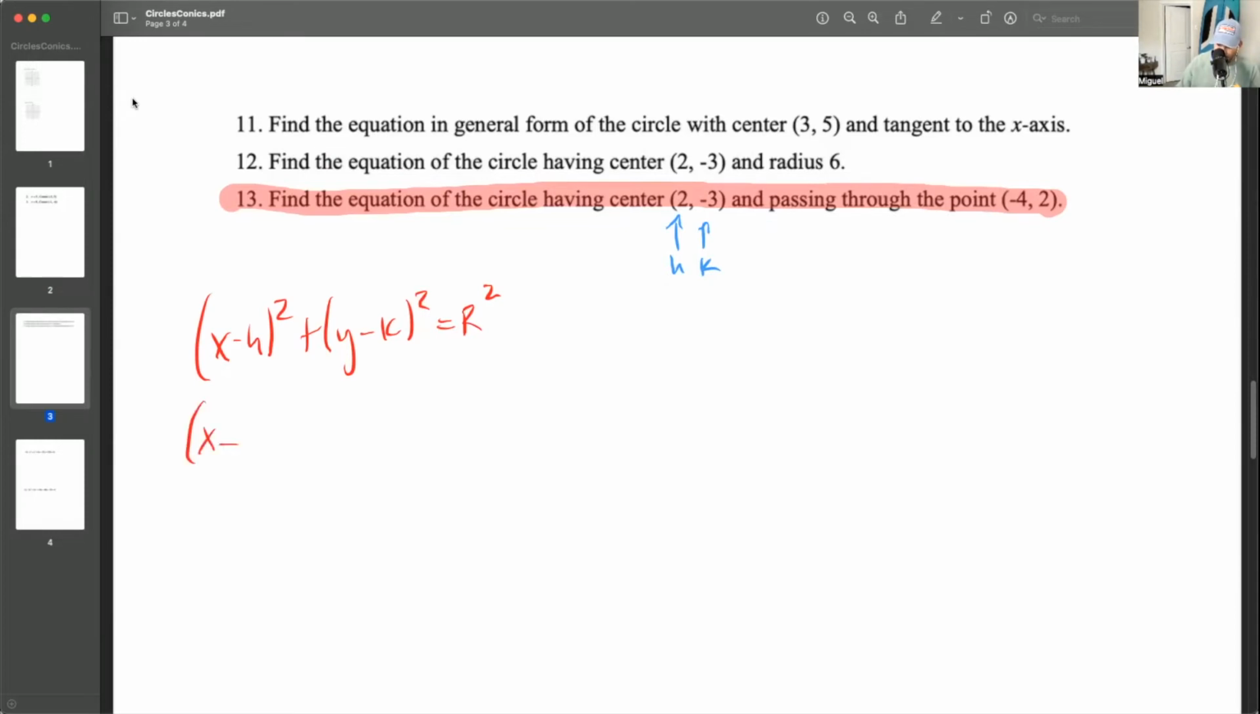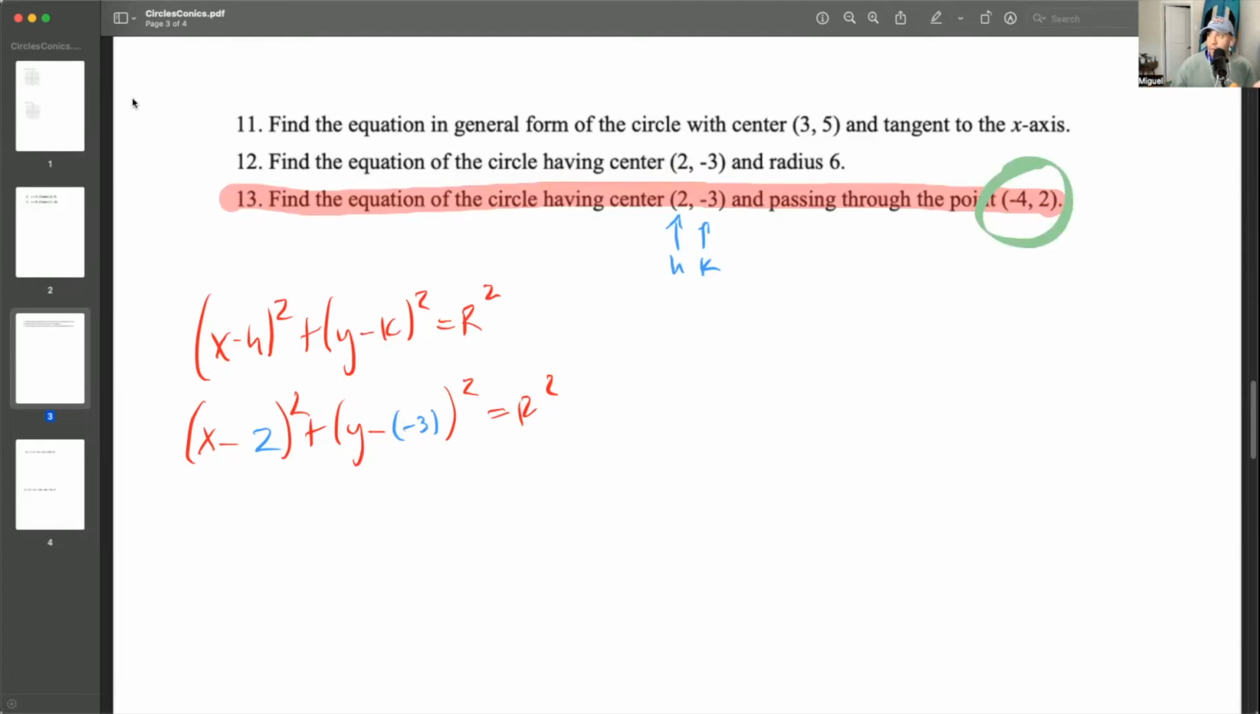(x minus 2) plus (y minus -3), and of course I'm going to be very obvious with my parentheses there, equals r squared. We don't know what the r is. That's the fun part of this whole thing. We need to figure it out. But they give us a clue. They tell us that it crosses through the point (-4, 2). That's the point that they mentioned at the very end.